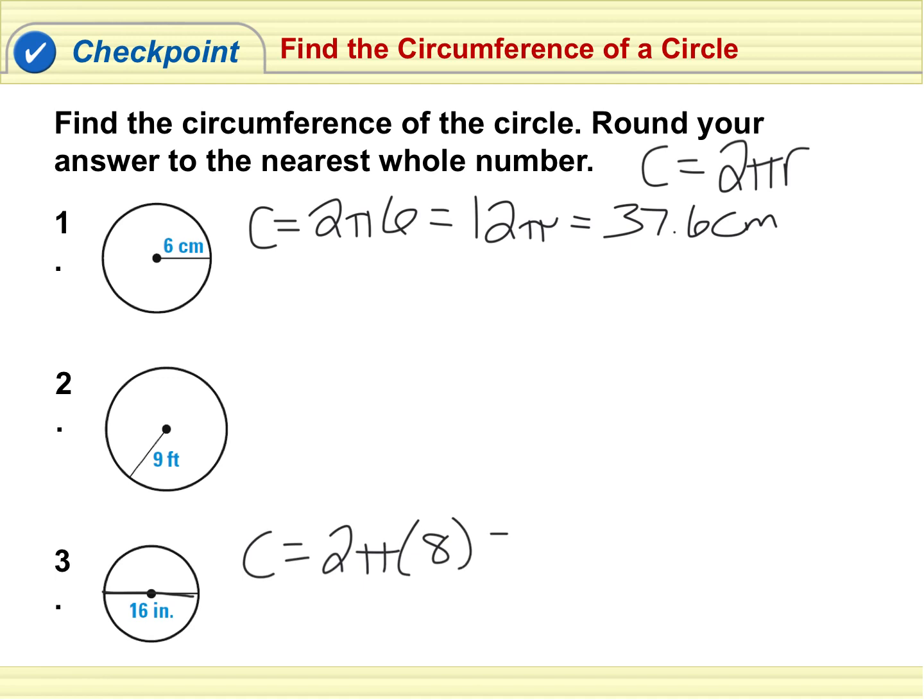Times pi. What's 2 times 8? Or wait, 16 pi. 16 times pi? 50.26. What would our label be for circumference? Inches. Yep. Good. Questions? We're okay with circumference?